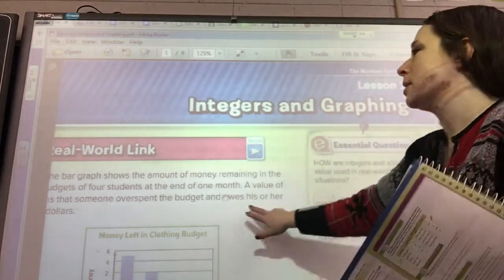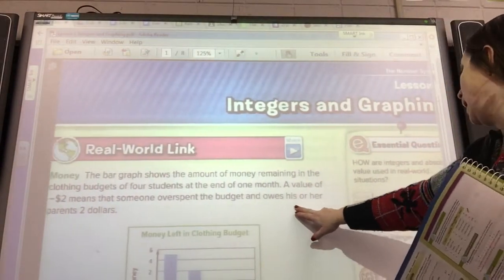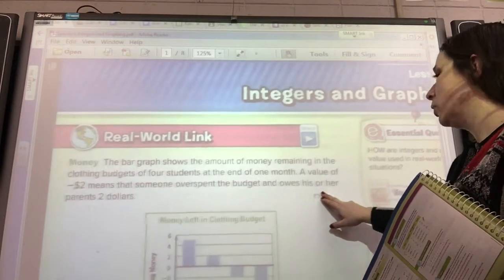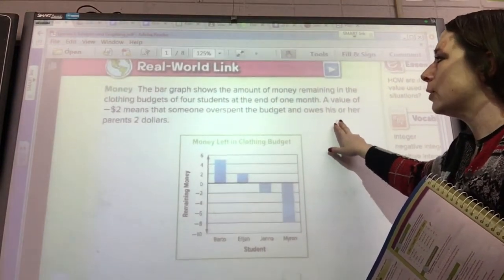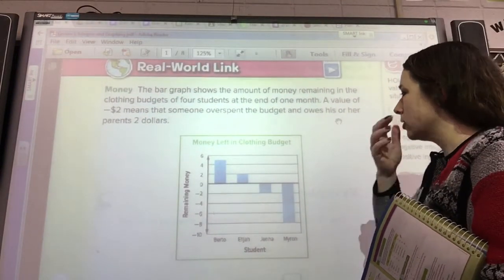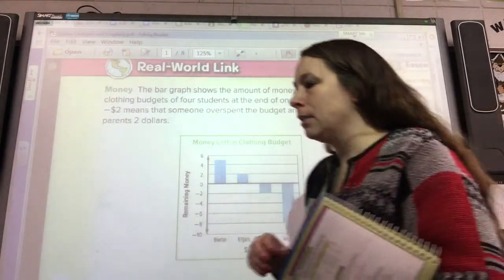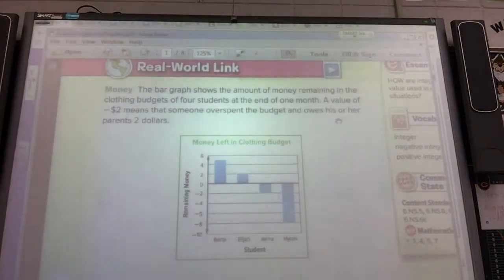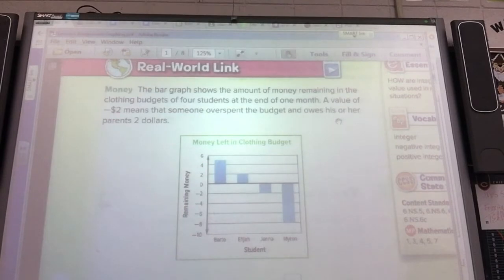I love numbers. So we're going to look at how we use integers and absolute value in real-world situations. And we're going to start with this real-world link. It talks about money, and it gives us this beautiful bar graph. That bar graph tells us about the amount of money remaining in a clothing budget for 4 students at the end of the month.